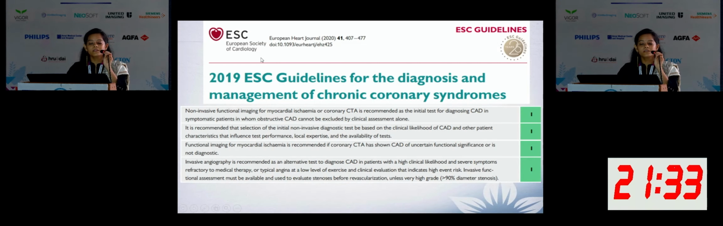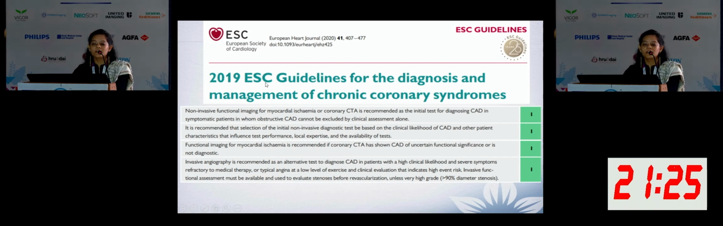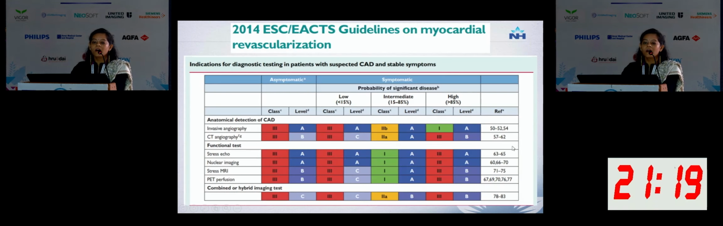Coming to the evidence, functional imaging for myocardial ischemia by the European Society guidelines of 2019 for chronic coronary syndromes is a class 1 indication. By the 2014 ESC and cardiothoracic surgery guidelines for whether to revascularize or not, any functional test, including stress MR, is a class 1 indication for intermediate coronary artery disease. However, none of these tests are indicated in low or high probability of coronary artery disease. So as I said, intermediate coronary artery disease is one of the indications.